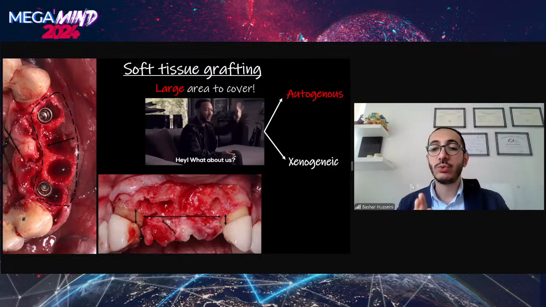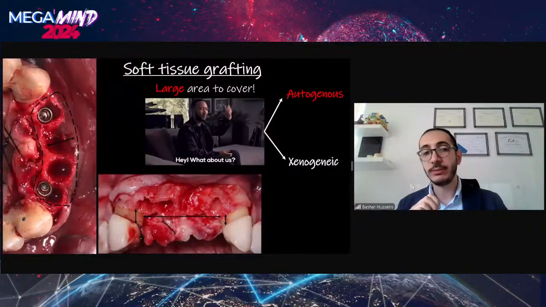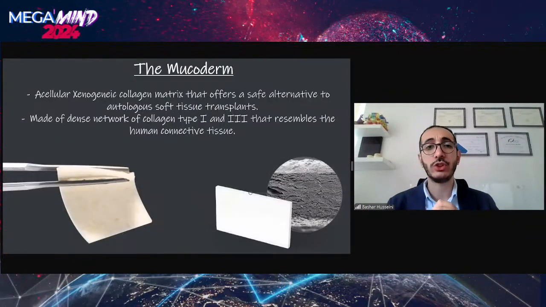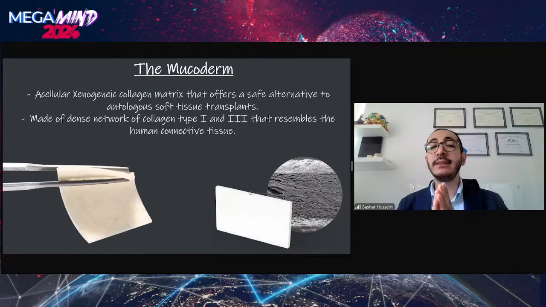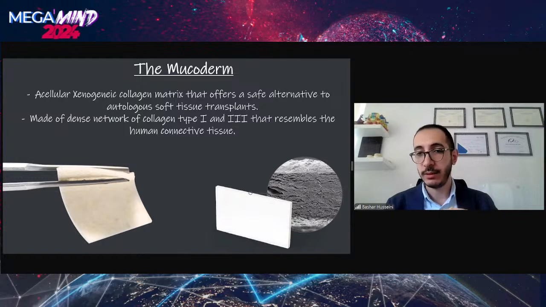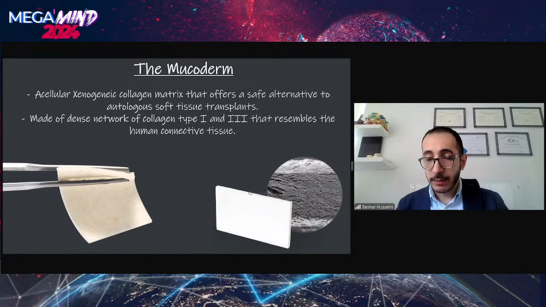I would have to harvest half of the palate of the patient to restore this one. That's why I decided to use a xenogenic soft tissue substitute, which is the MEGA'MIND. It's an acellular xenogenic collagen matrix made of collagen type 1 and type 3. Isn't that the ingredients of a normal GBR collagen membrane? Plus, if you can look here at this microscopic picture, it's a dense network of collagen, which means it will inhibit for sure the penetration of epithelial cells and maybe even bacteria.